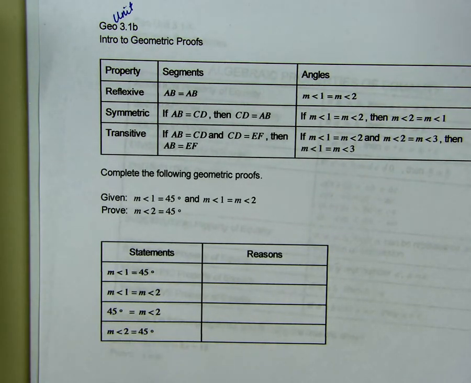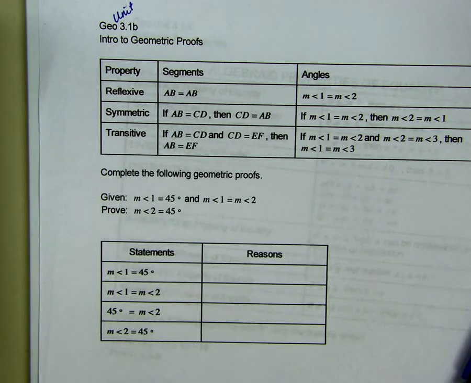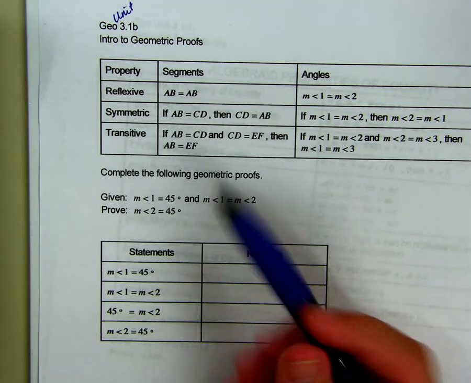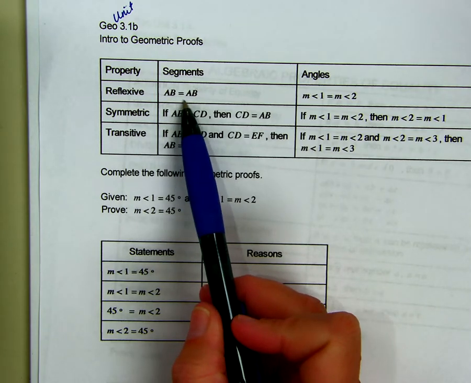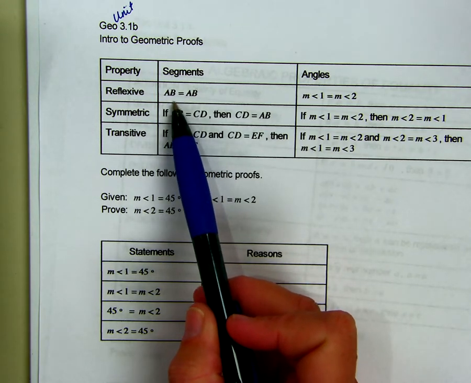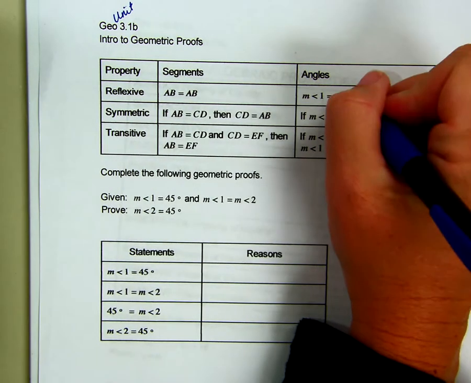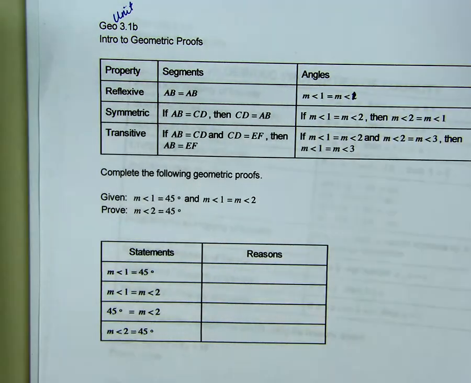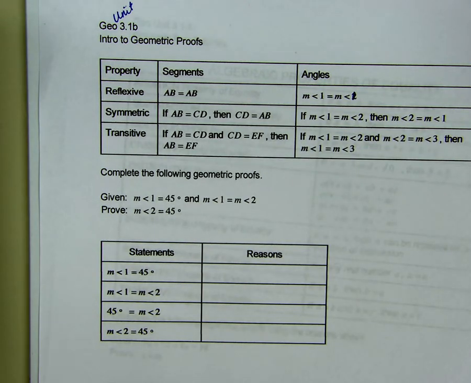You can still use the addition property of equality with segments and angles. But more often than not, we're going to use reflexive, symmetric, and transitive when we are doing geometric proofs. So if you want to take a look, there are reflexive properties for segments that just says segment AB is equal to segment AB, or in this case, the measure of AB is equal to the measure of AB. When it comes to angles, this should be the measure of angle 1. All right? The reflexive property should say the measure of angle 1 is equal to the measure of angle 1. And you change that in your notes.